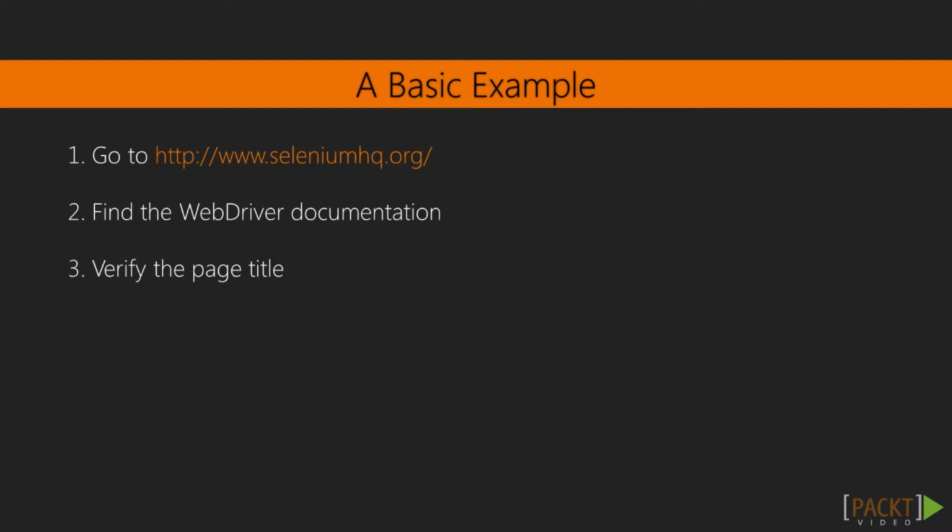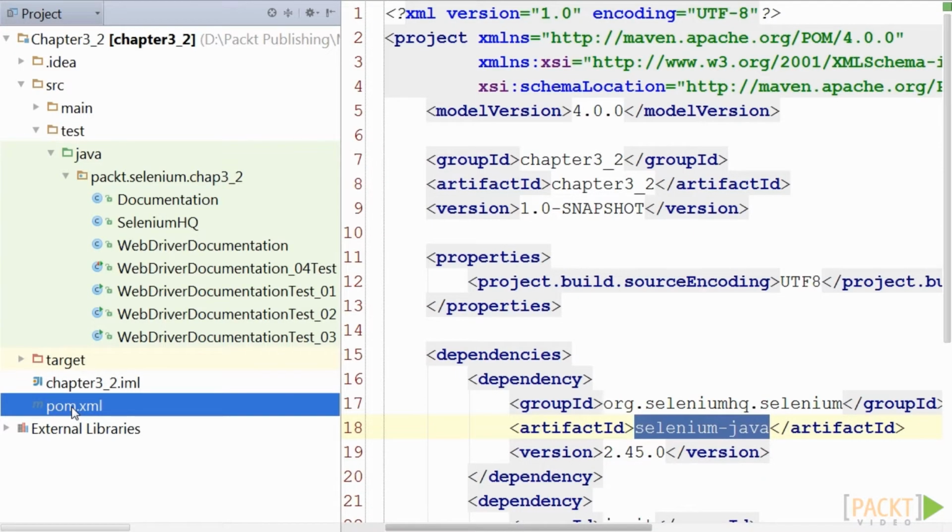This means what we need to do is go to www.seleniumhq.org. Click on the documentation link. Then click on the Selenium WebDriver link. The last thing we do is to verify the page title that is expected, which is the title of the WebDriver documentation. Before implementing this example, I have prepared a Maven project that will help us run this example from a command line.